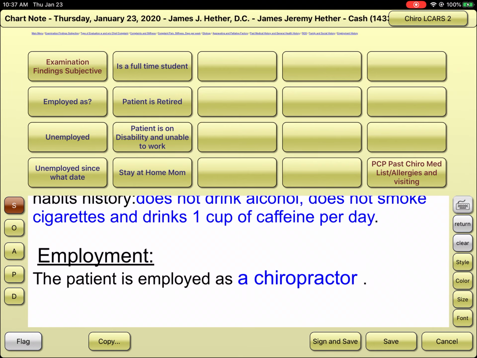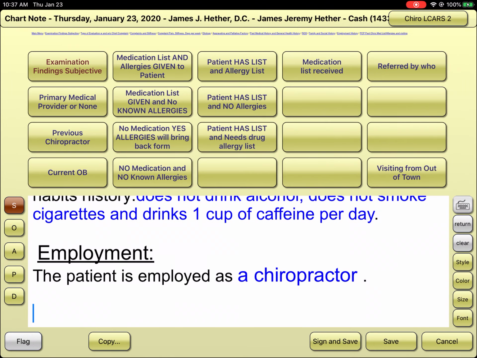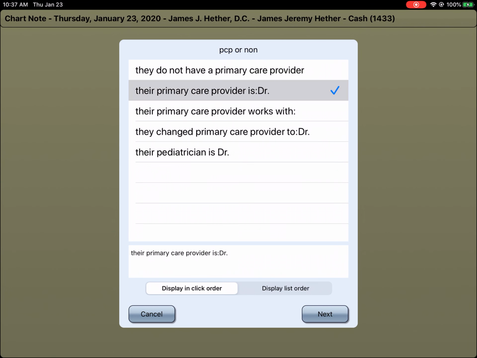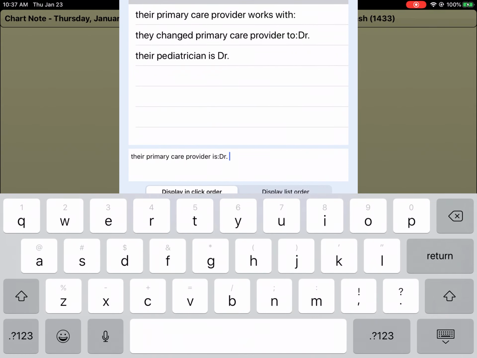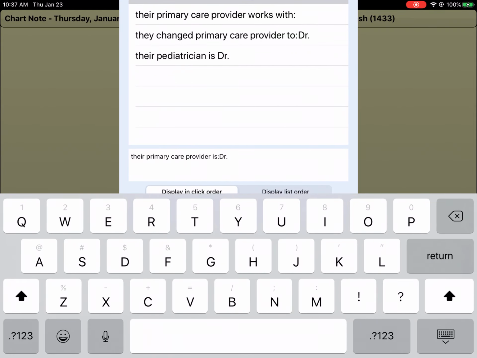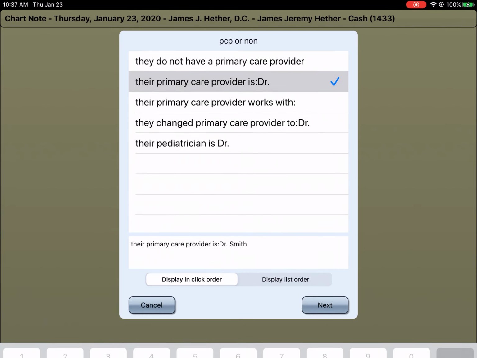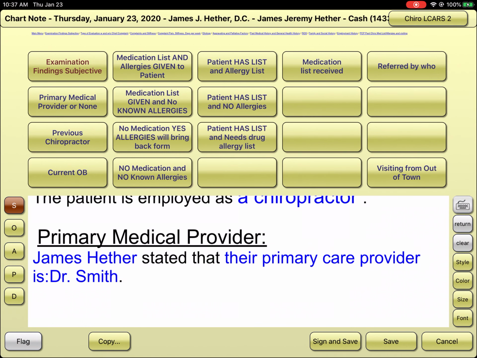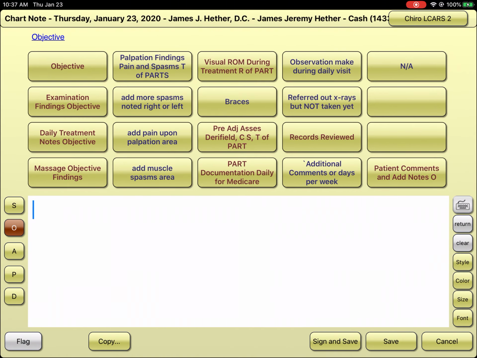And then from there, we can say who their primary medical doctor is. I like to ask the primary here because I give the primaries a copy of their evaluation. Dr. Smith, let's say. So when the patient's done leaving, I ask them, would you like me to send a copy of this evaluation to your primary? And then they say yes. Boom. We are done with the subjective findings.